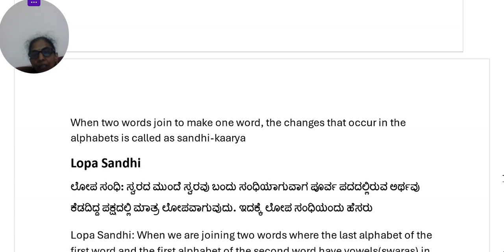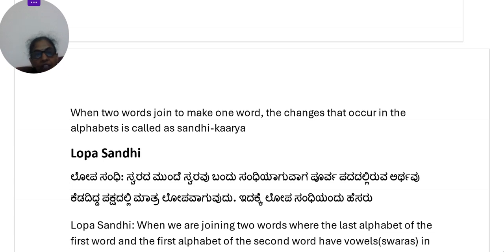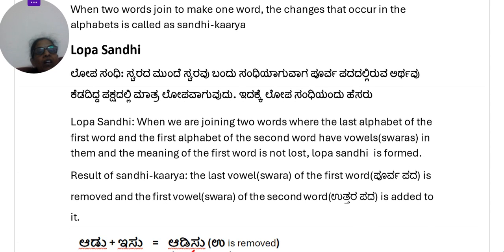Now let's first look at Lopa Sandhi. Okay, first the definition of Lopa Sandhi.